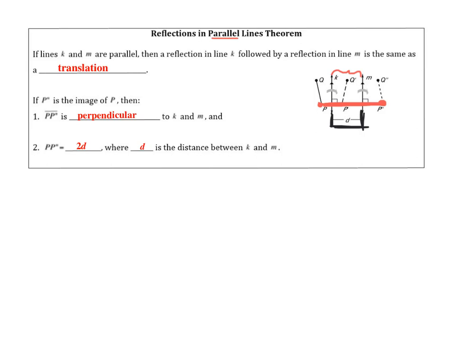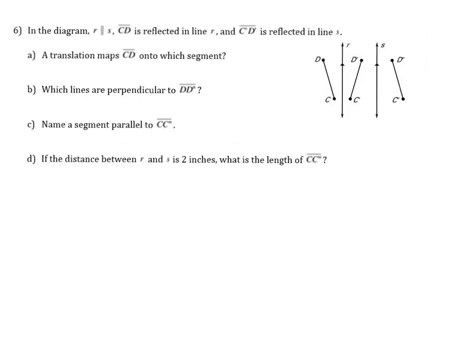So let's see if we can apply all that information to this example here. First thing they tell me is R and S are parallel. So these are the vertical lines here. They also have the little extra arrows on here, which tells me that they are parallel. So we have segment CD, it's reflected over line R, and then C prime D prime is reflected over line S, similar to the example that we just saw.